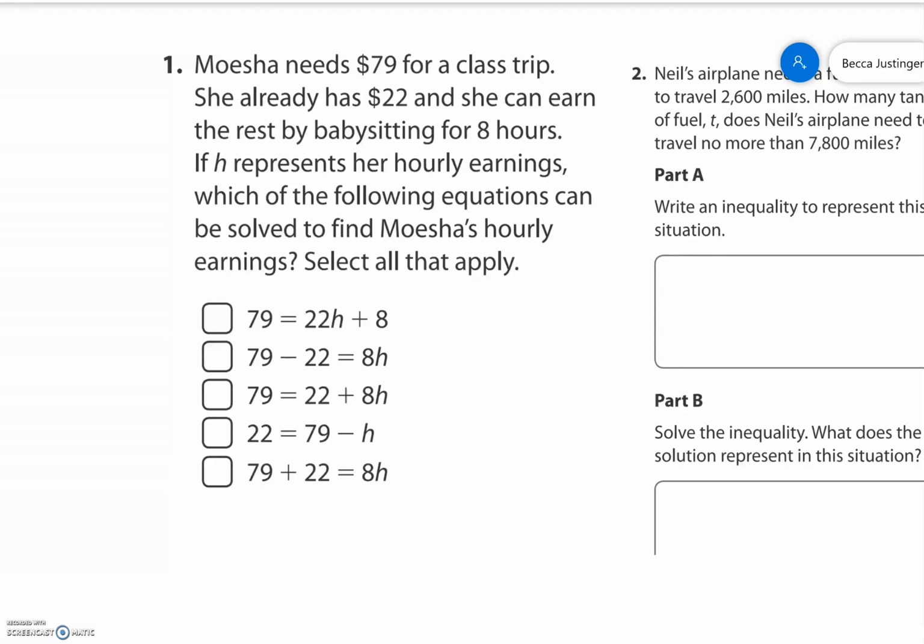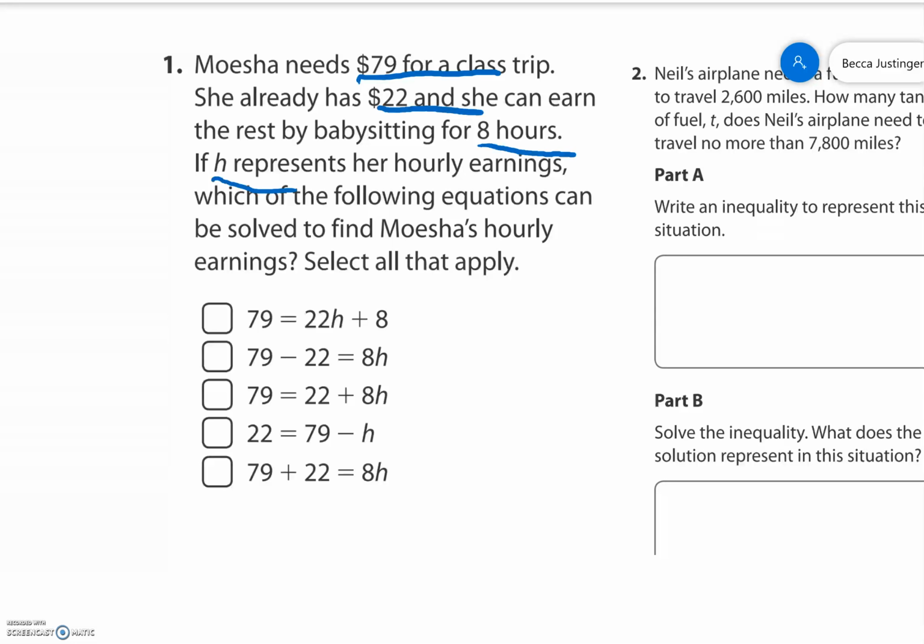Moesha needs $79 for a class trip. She already has $22 and she can earn the rest by babysitting for 8 hours. If H represents her hourly earnings, which of the following equations can be solved to find Moesha's hourly earnings? Select all that apply. Well, the first one, $79 is her total, that's what she needs, equals 22 times H.